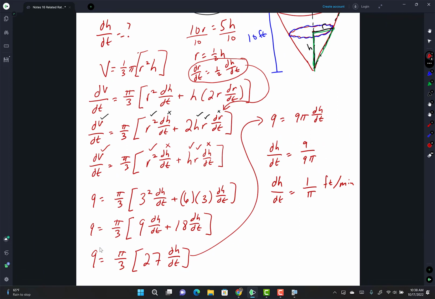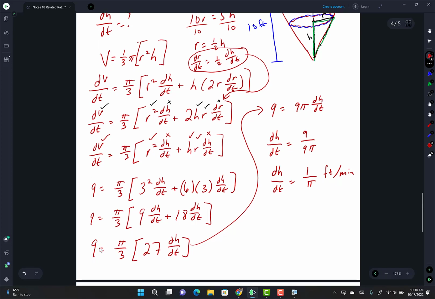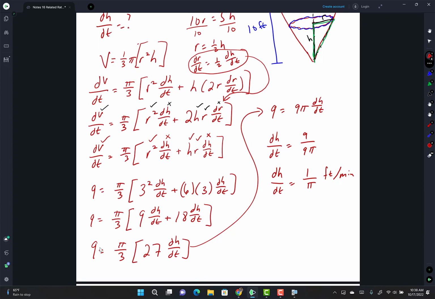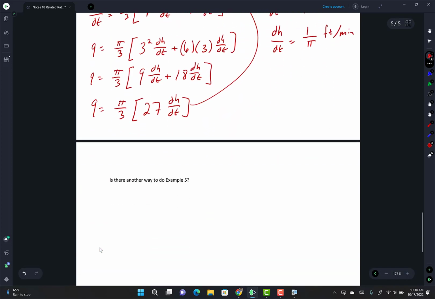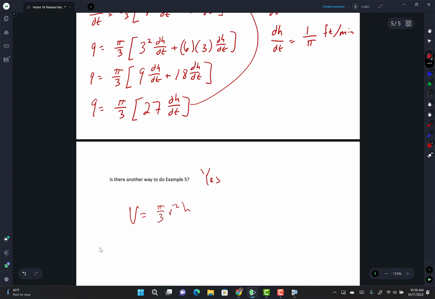You guys want to see an easier way? Do you remember this, Moreno? All right. You're going to see. Ready for the easy way, guys? So look how easy this is. Is there another way to do example 5? Of course. What was my volume? Pi over 3 r squared h. And they want dh dt, right? So if they want dh dt, what you want to do is get rid of that r.